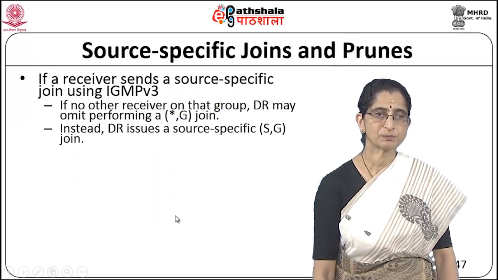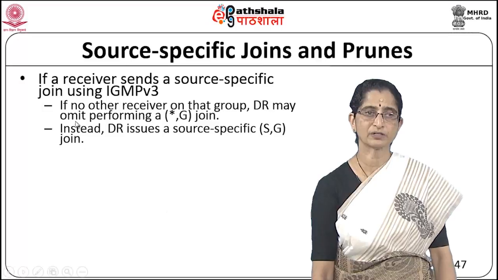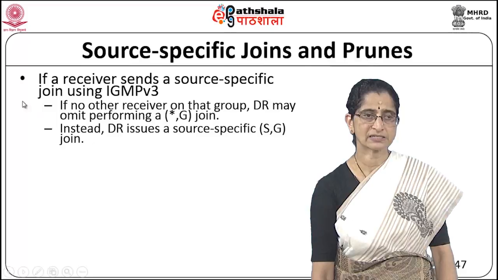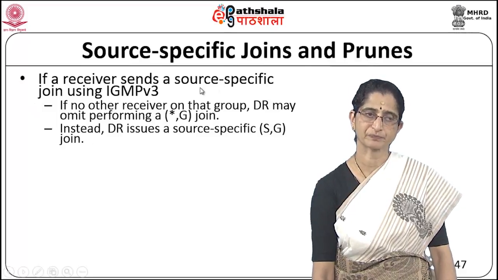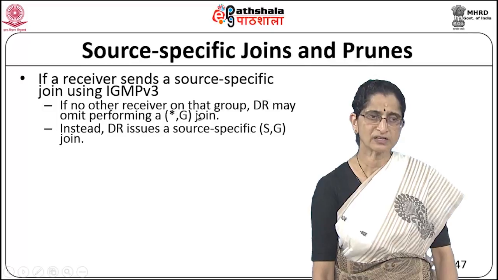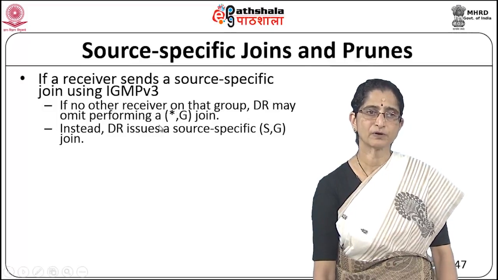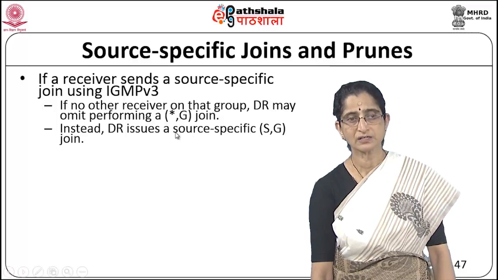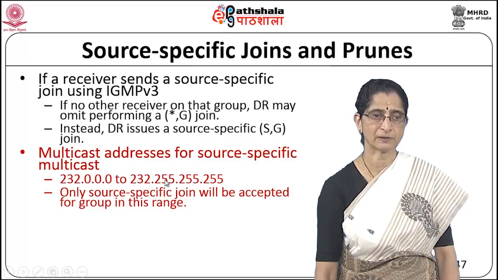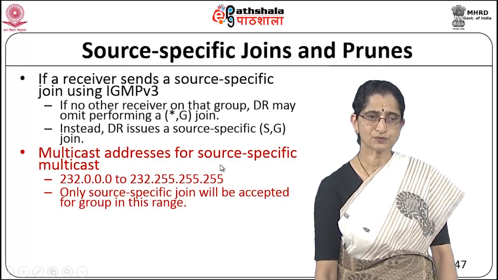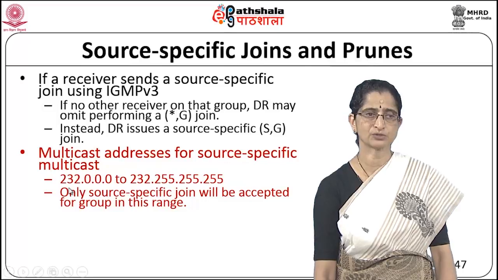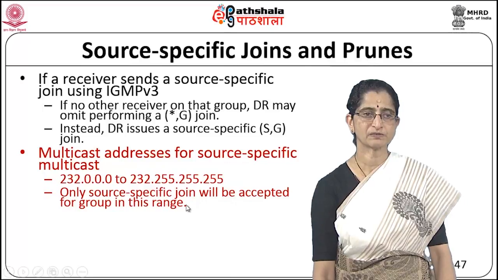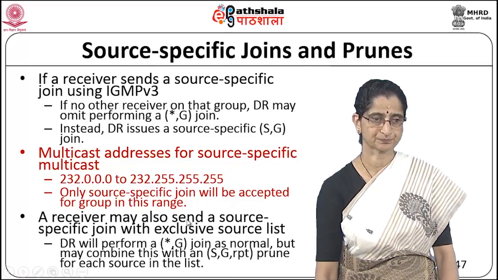Okay. There are also source specific joins and prunes which are supported as part of the IGMP v3 protocol as well. So how this basically works is that if a receiver sends a source specific join using IGMP v3, and if there is no other receiver on that group, the DR may omit performing a star comma G join, a wildcard join. Instead it could do a source specific join. So these are certain optimizations that are available in IGMP v3. And the multicast addresses that are used for source specific multicast are in this range, 232.0.0.0 to 232.255.255.255. So only source specific join will be accepted for groups in this range.